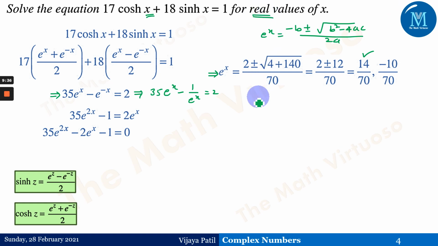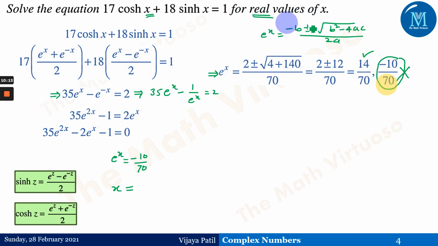So what do you mean by real values? Suppose for example I'm saying that e to the power x is equals to minus 10 upon 70. So that means we are going to get this x as some complex number because of this minus sign present in this particular root, and therefore we don't want that. That means we are discarding this particular minus 10 upon 70 root, because we have been asked to get the answer in terms of the real values of x, and that is the reason we are discarding this particular root.